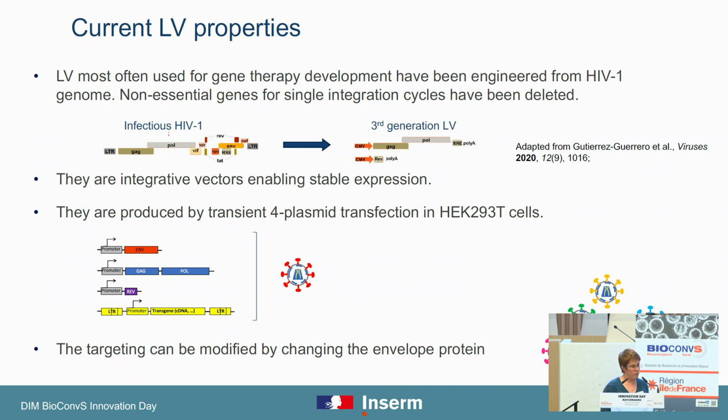To turn the virus into a viral vector, what has been done is to remove what was deemed non-essential genes, giving rise to the third generation of lentiviral vectors that comprise mostly two types of genes, GAG-POL and REV, which are necessary to integrate the viral genome inside the cells. The main property of these vectors is that they are integrative, so they allow stable expression even when the cell divides. They are currently produced by transient transfection of 4 plasmids: the 2 plasmids I already mentioned, GAG-POL and REV; the plasmid that contains the transgene to be expressed under the control of a chosen promoter; and an envelope gene. It's a glycoprotein that will be at the surface of the membrane of the particle, and it can be modified to change the targeting of the vector. It can also change its properties.